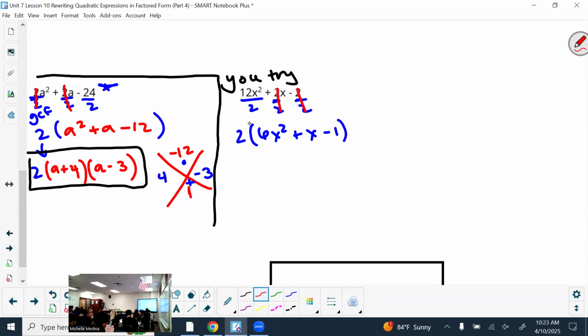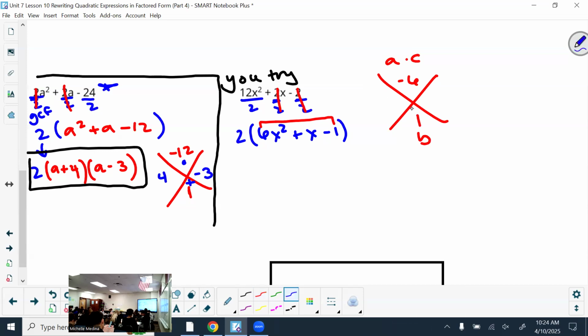Now, continuing on, check your parentheses. See if they are still factorable. My parentheses have a trinomial, so we're going to do the diamond method to continue factoring. This is my A, this is my C. Slide that A over, times it by C. Class, what's 6 times -1? -6. And then set up your diamond. What's my B value? Asking all of you. 1.